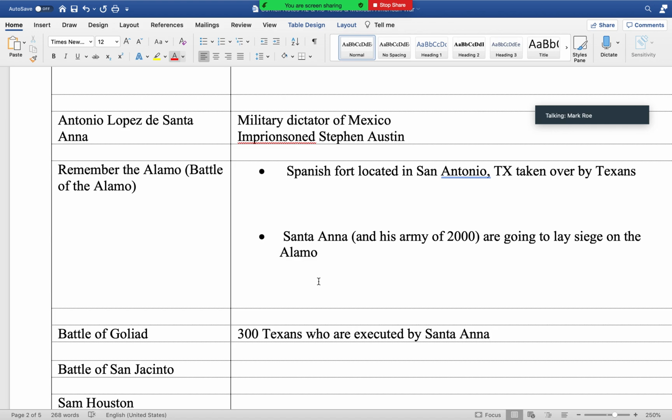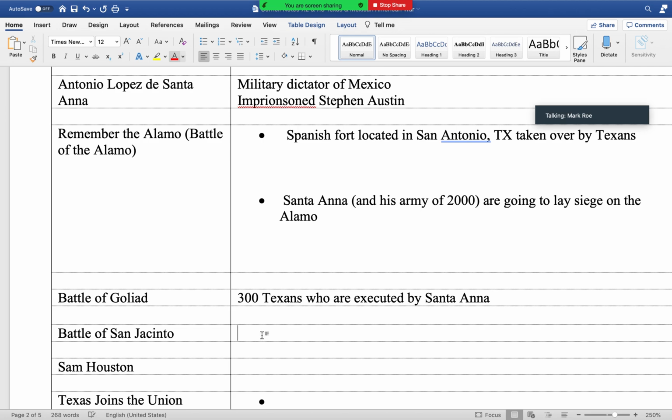And so things are not arguably going very well for the Texans right now, except that they have a lot of support. And very shortly after these two events, at the Battle of San Jacinto, Santa Anna and his men are actually going to be, I can't spell, not Santa.